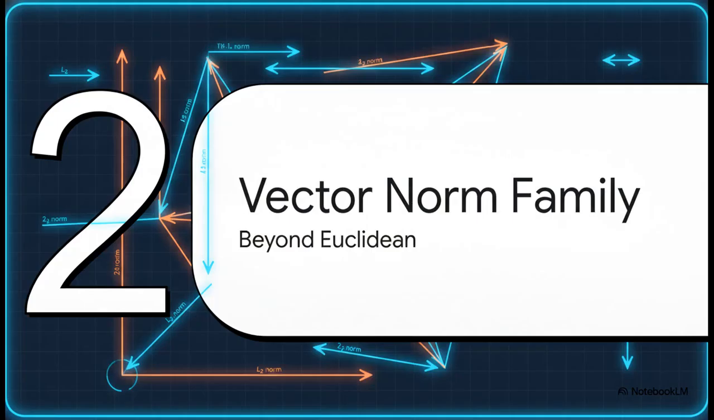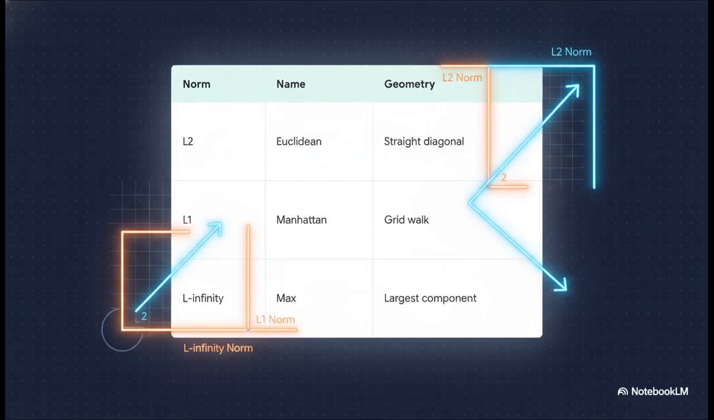Moving on to section 2, the vector norm family, beyond the Euclidean distance. Now, the L2 norm we just walked through is actually just one member of a much larger family of equations called the LP norm. By changing the value of p, you actually change how you measure distance. We have our familiar L2 norm, the Euclidean straight diagonal line we just did, but then we have the L1 norm, which is often called the Manhattan distance.